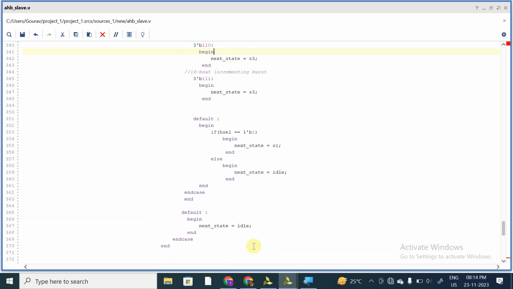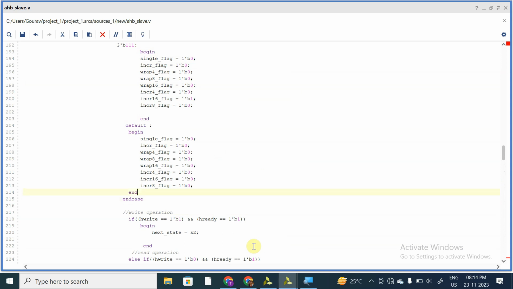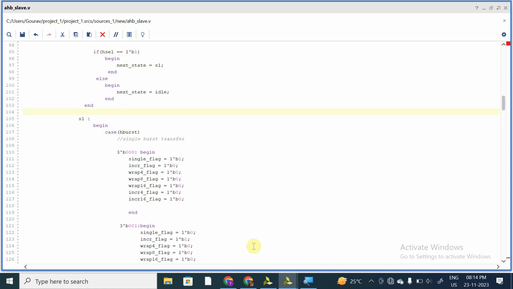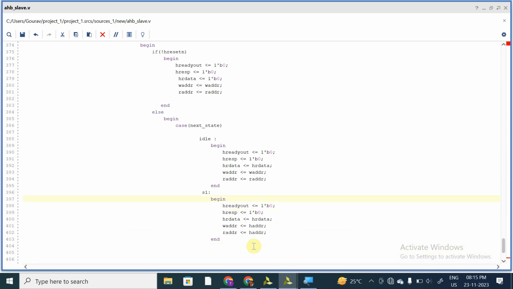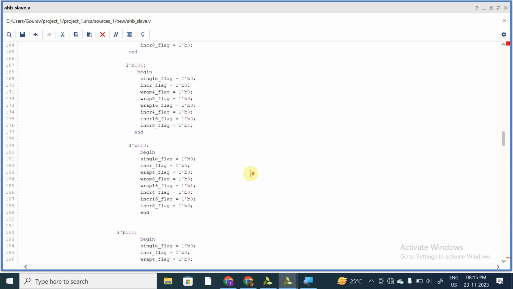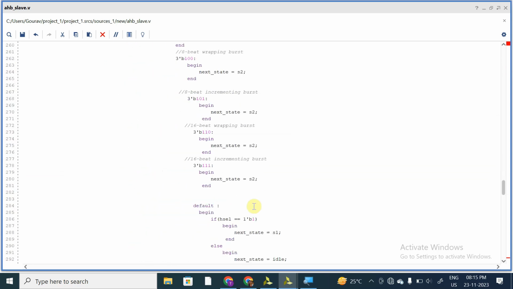So here what I am doing is, we have already written the next state logic. In case of S1, if next_state is equal to S1, we can see we will consider the case of H burst. And if next_state is equal to S1, then we are writing the logic parallelly here. Our H ready out should be equal to 0, H response should be equal to 0, and HR data will be HR data, and write address equal to H address, and read address is equal to H address. H address is the input address for our module, and we have already written the logic that in case of S1, we are considering the case of H burst, and according to the H burst, we are making the respective flag equal to 1. So this is what we have done so far.